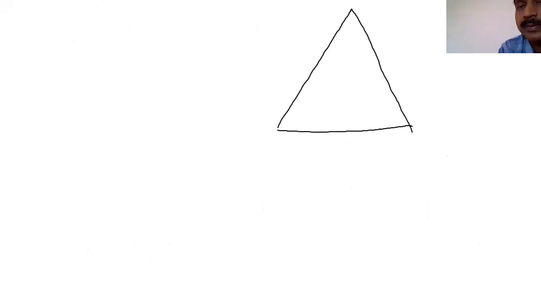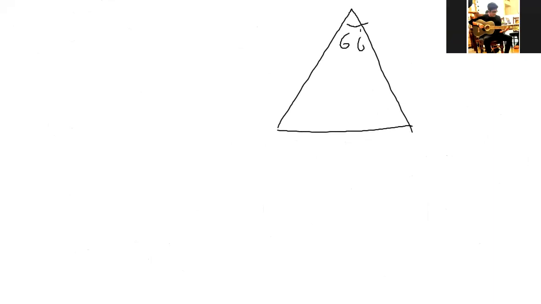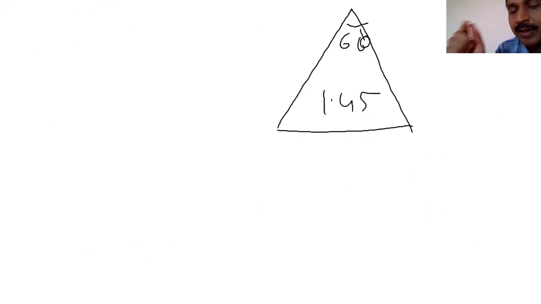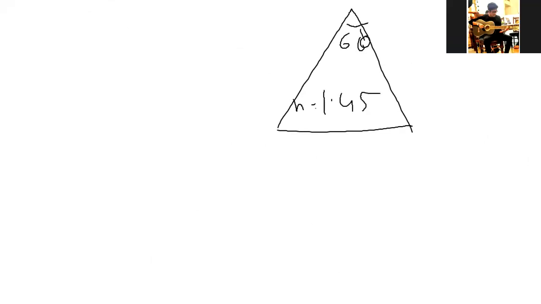So I'll read the question. The refracting angle of a glass prism is 60 degrees. This angle is 60 degree, right? And the refractive index of its material is 1.45. Calculate the angle of incidence at the first face that will just reflect internally the ray at the second face.